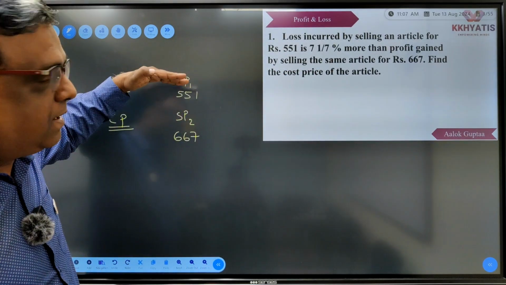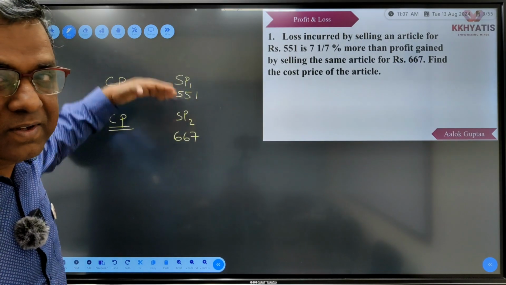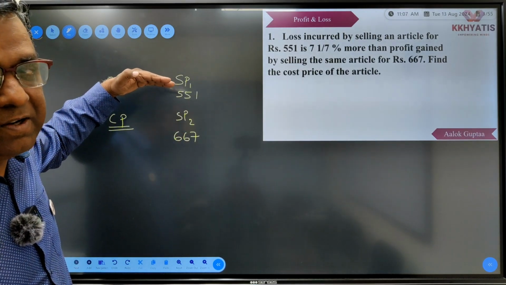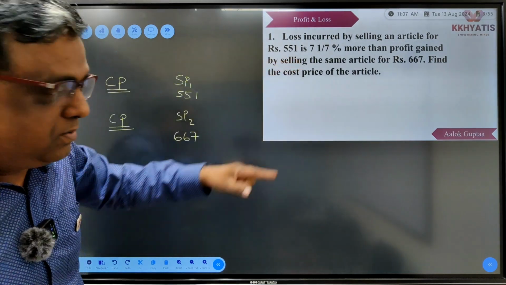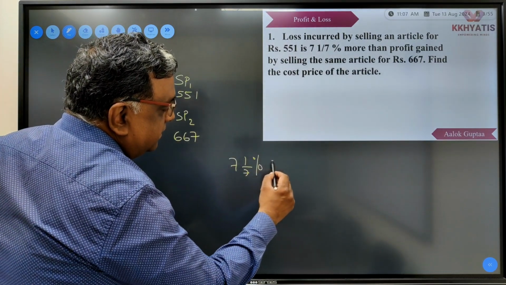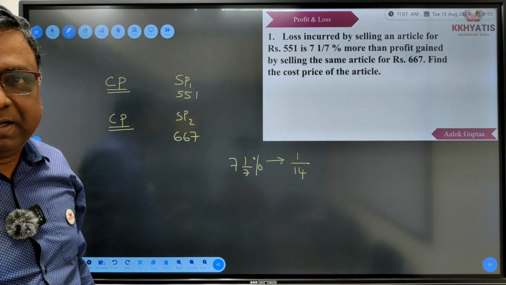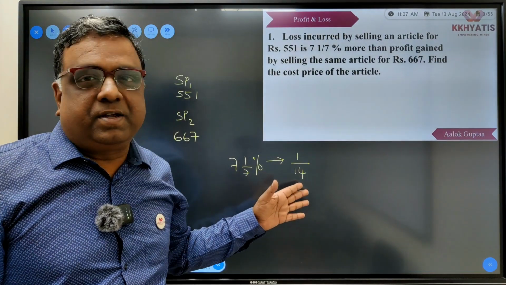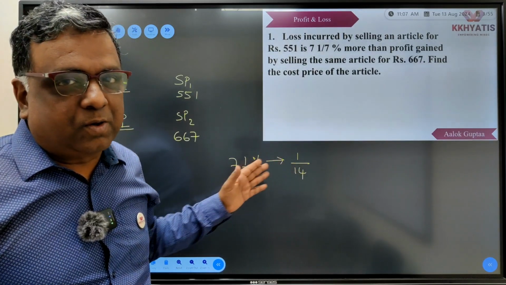Which means the loss he is making here and the profit he is making here, the relation between the two has been given. And what is the relation? This loss is 7.17% more than the profit earned here. So we'll take a clue from there only. When I say 1/7%, this means it is 1 upon 14 in terms of fraction. I've extensively explained this concept in percentages videos. Please go and look at those videos and you will be able to calculate this very quickly.